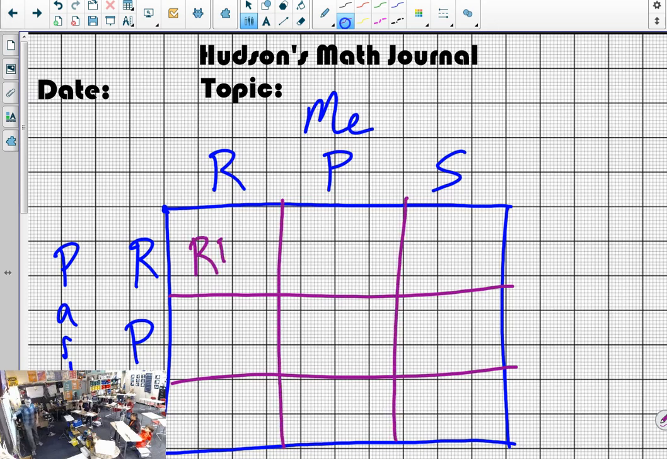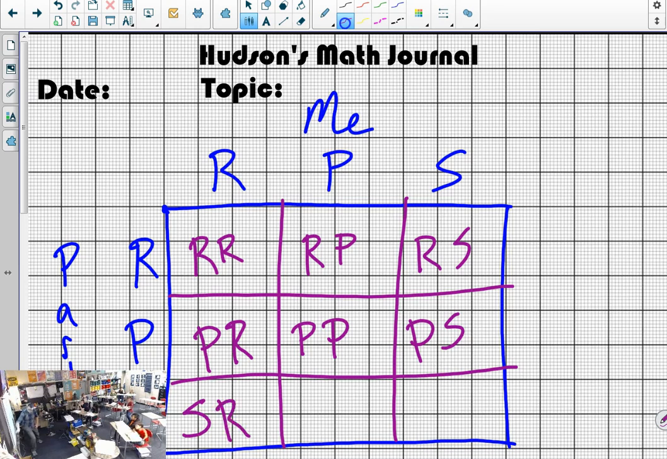Here is my rock, rock. Here is my rock, paper. Here is my rock, scissors. It's the same thing we did yesterday. We're just going to lay it out differently. Here's paper, rock. Paper, paper. Paper, scissors. Scissors, rock. Scissors, paper. And scissors, scissors. Same thing as yesterday, but it makes more sense. Right? This is nicer.